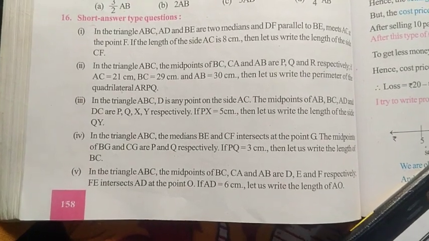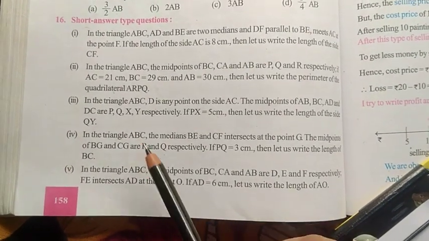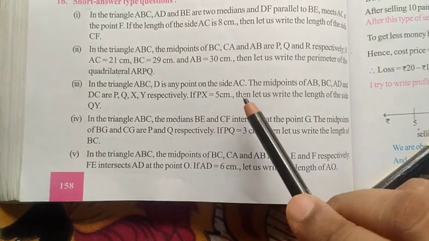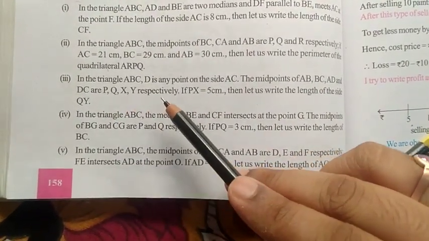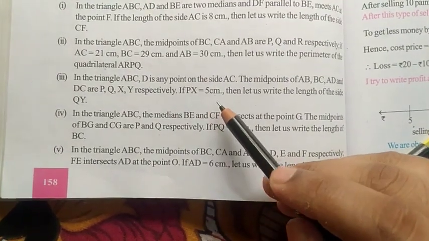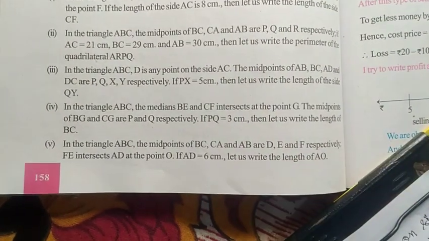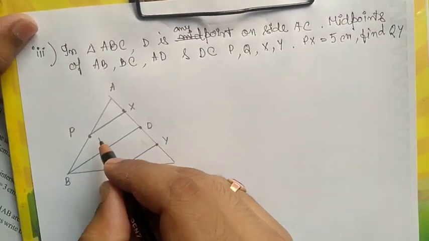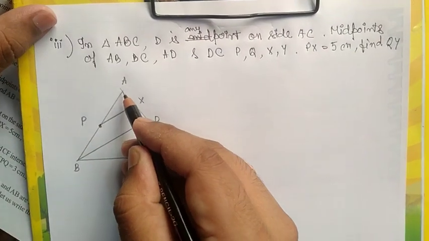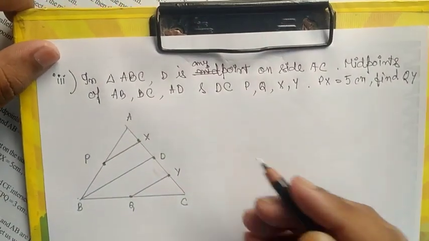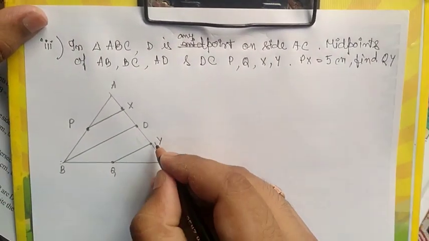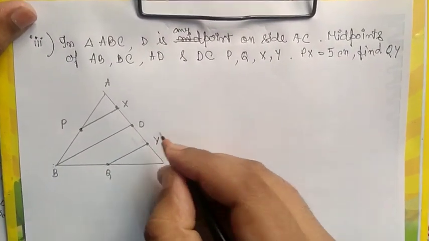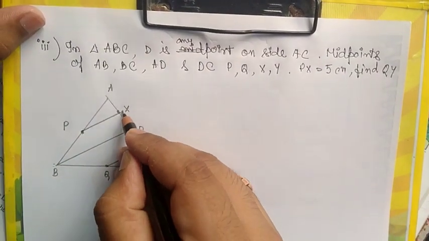In the triangle ABC, this is sum number 16 part 3. In the triangle ABC, D is any point on the side AC. The midpoints of AB, BC, AD and DC are P, Q, X, Y respectively. PX equal to 5 centimeter. We have to find the value of QY. Now here, this is the diagram. This is ABC. P is the midpoint of AB. Q is the midpoint of BC. Y is the midpoint of CD and X is the midpoint of AD.